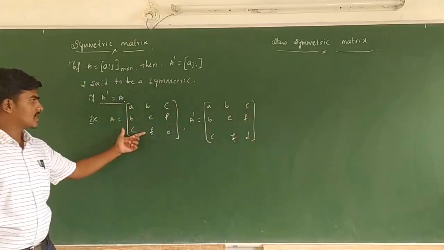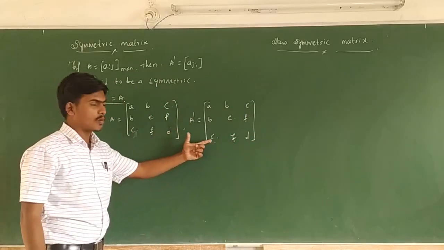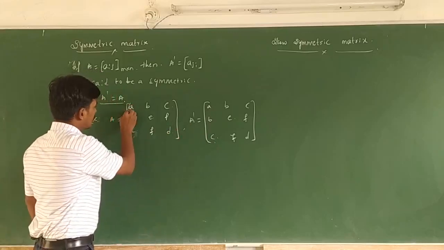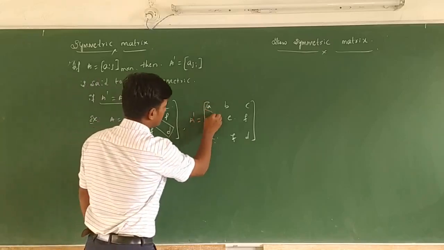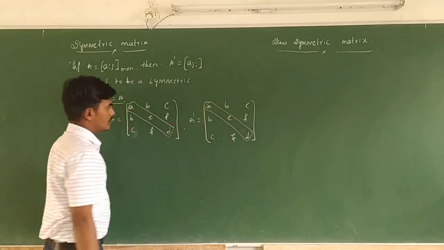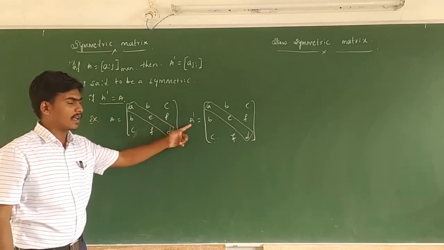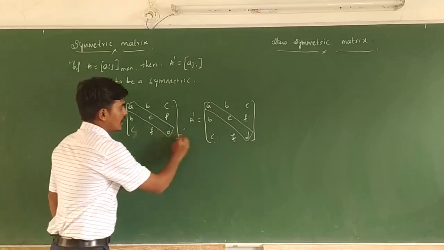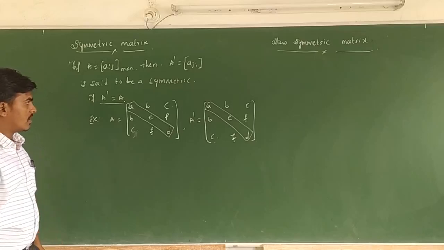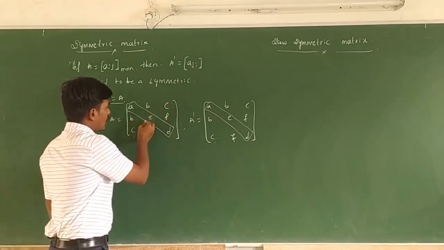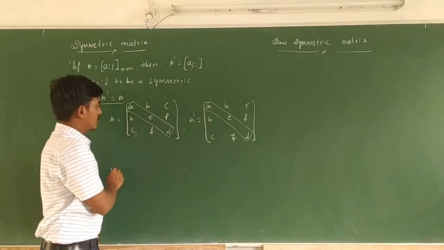In general I have taken a diagonal matrix, and we apply the transpose operation to this matrix. Observe and compare the two matrices. Here these are diagonal elements. Here also these are diagonal elements. Comparing matrix A and the transpose of the matrix, the diagonal elements do not change. Next, compare the upper diagonal elements and lower diagonal elements in matrix A with the transpose of the matrix.